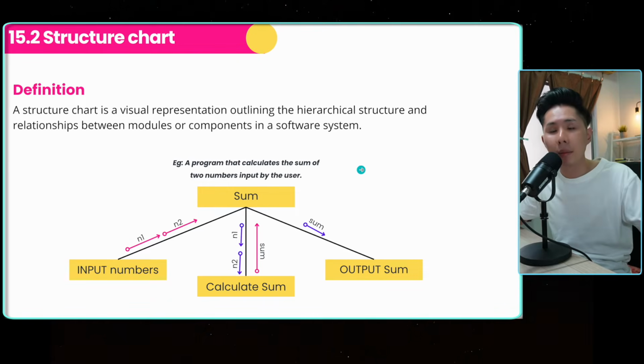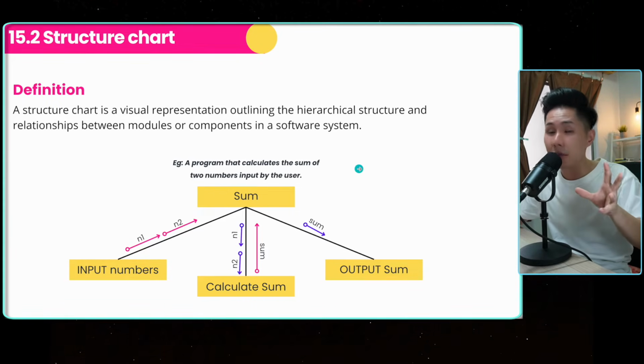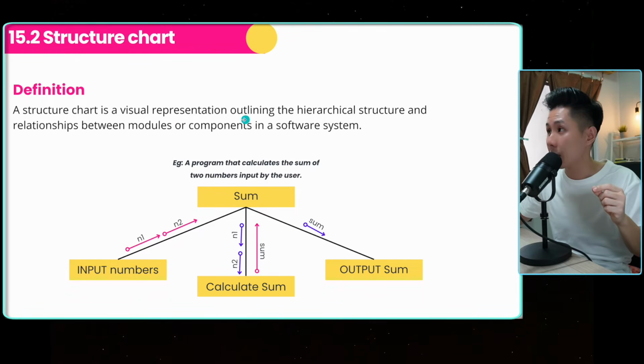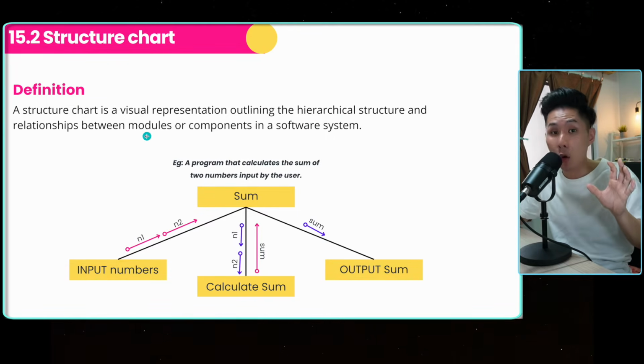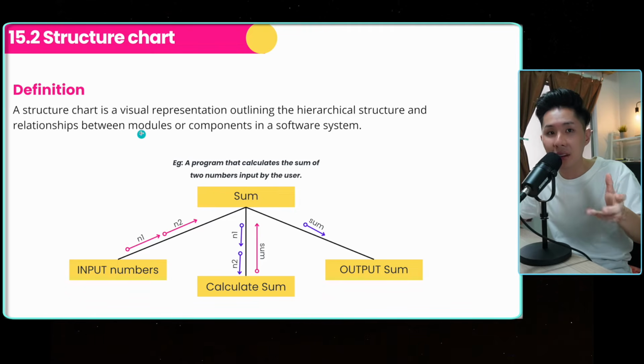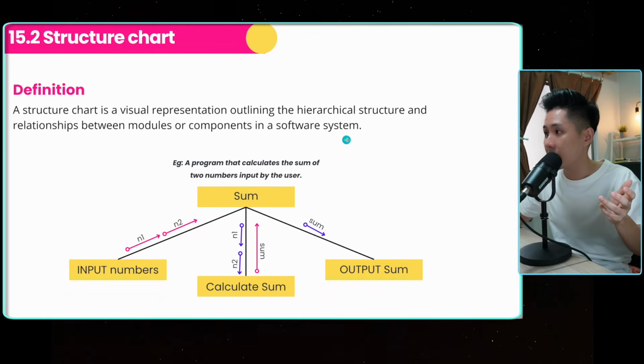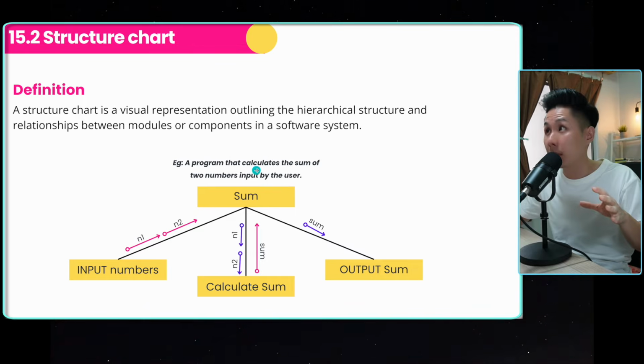Now, that's all about the different software development models. So now I want to teach you about the different tools that programmers use. First one is called a structured chart. It is a visual representation outlining the hierarchical structure and relationship between modules. Remember, when we are coding in Python, modules are the functions that we create, or the procedures in pseudocode, in a software system. So I want to show you an example of a structured chart.